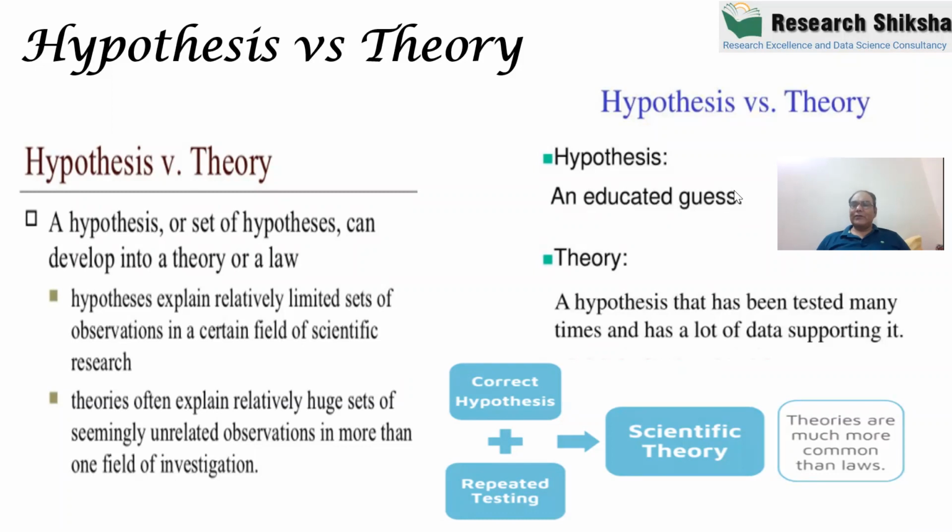So in other words, we can say all the theories developed in research are basically coming from hypotheses. So you can say in this case, a hypothesis is a guess, an educated guess. A theory is a hypothesis that has been tested many times and has a lot of data supporting it, so it becomes a theory, right? So a correct hypothesis, repeated, becomes a scientific theory. Like, I'm giving you one example.